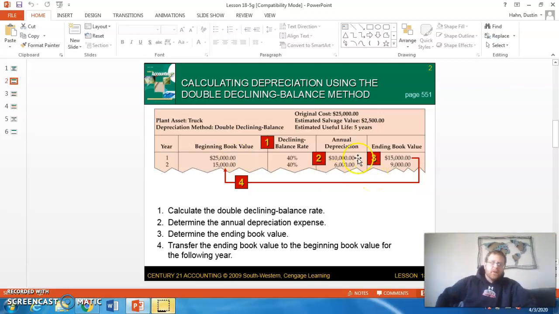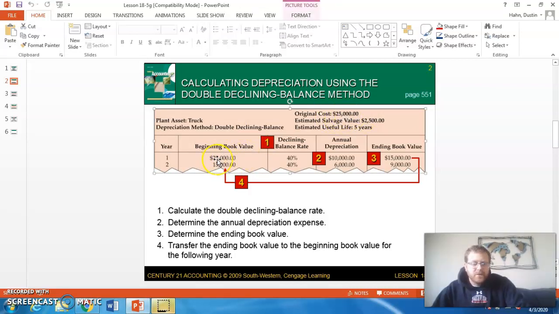First, to figure out these numbers right here, you have your beginning book value, $25,000. That's your original cost, and that's where you start down there. Your estimated useful life is 5. So you take $25,000 divided by 5, and you come up with $5,000. However, since this is a double declining, we take that 5,000 times 2. That equals 10,000. This is where that 10,000 comes into play.